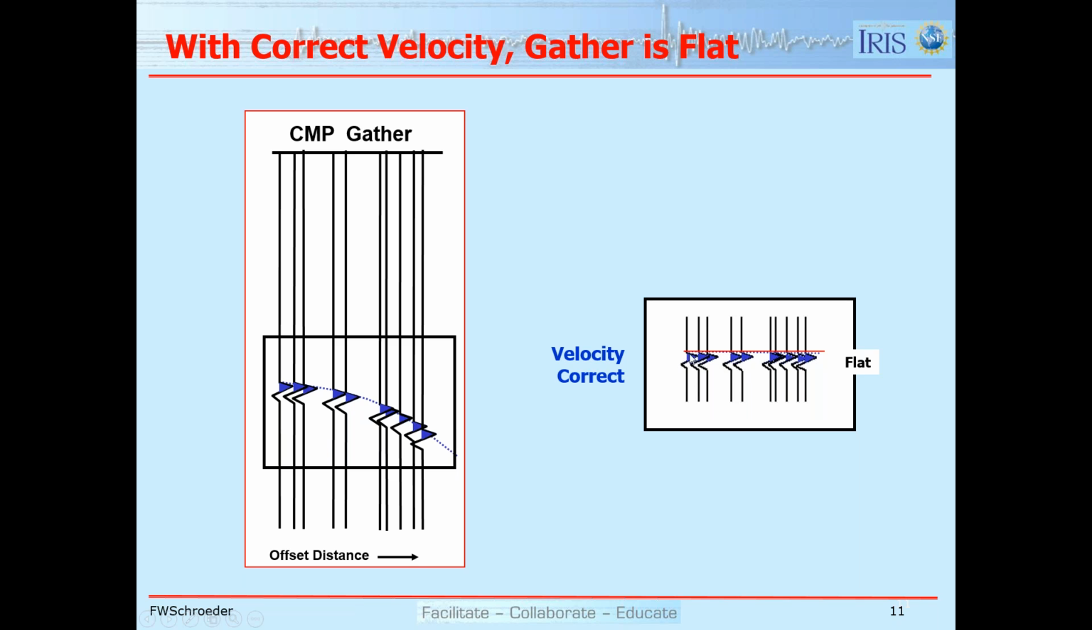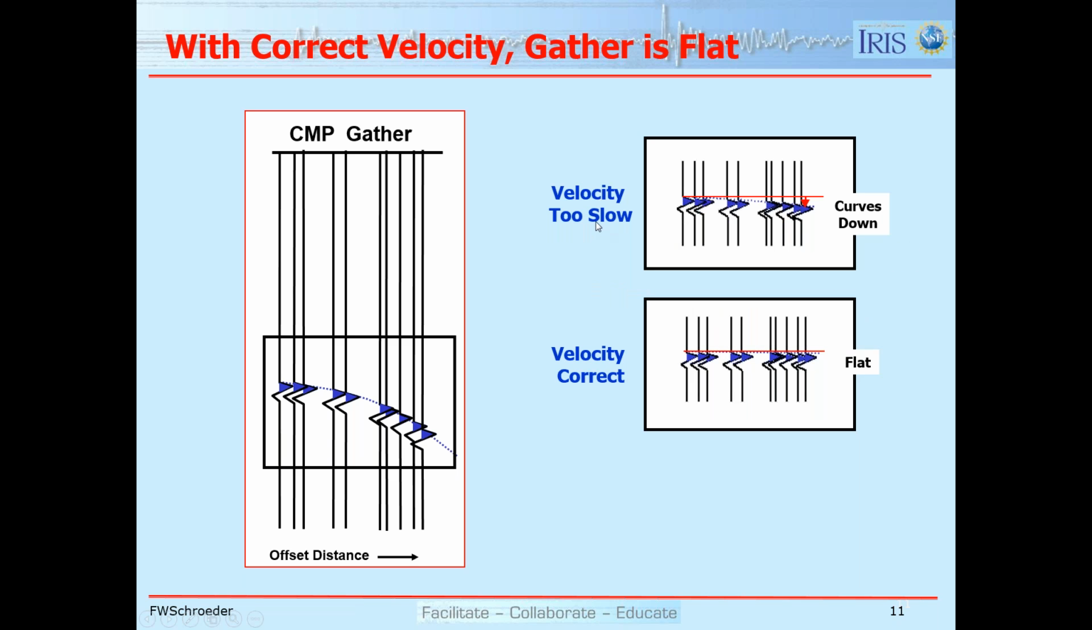And so it would be as if each of these shot receiver pairs was not at some given offset, but what we're trying to represent is what would the data look like if each shot and receiver had no distance in between them, what we call zero offset. If the velocity that we use is correct, everything will flatten.